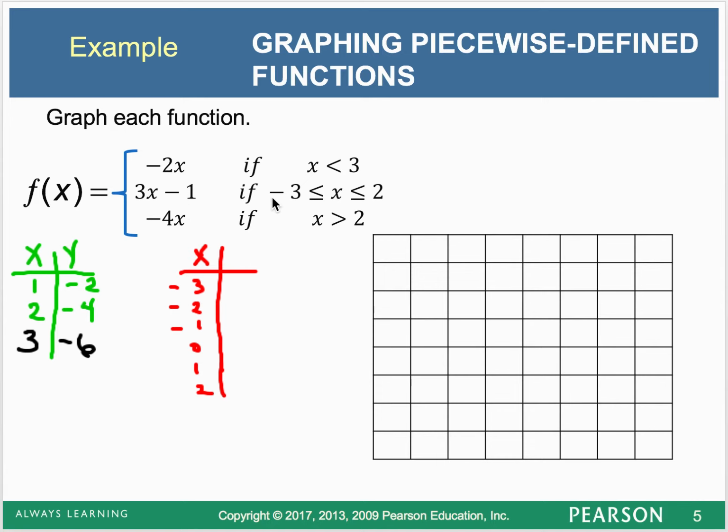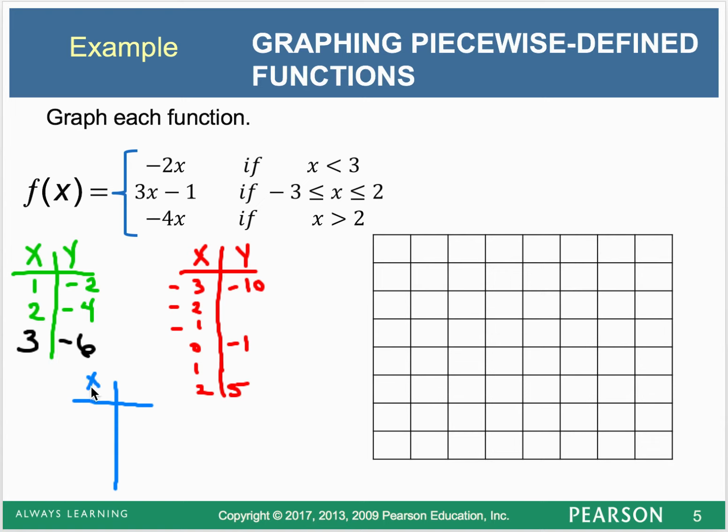Okay, so plugging in -3. So -9 minus 1, we get -10. Okay, let's do 0. It's an easy one. So 0 minus 1 is -1. And then plugging in the 2, I gotta have my endpoints. So 6 minus 1 is 5. Okay, now let's do that end piece.